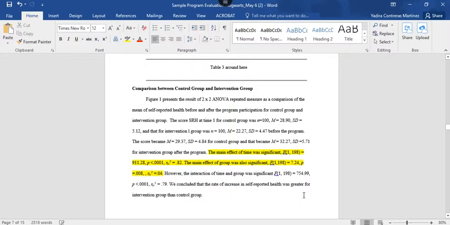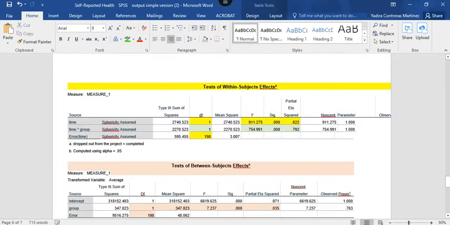Next, you need to provide the main effect of time statistics and the main effect of group. You will locate that information under the test of within subjects effect. The main effect of time is in the first row. Your degrees of freedom is 1 and 198. Your F value is 911.275, or APA format would be 911.28. Your significance is 0.000. So in your paper, you will state it as p is less than 0.0001. And the partial eta squared is 0.822, or for APA format, it'll just be 0.82.